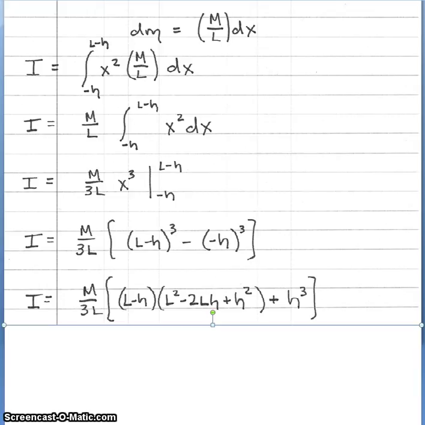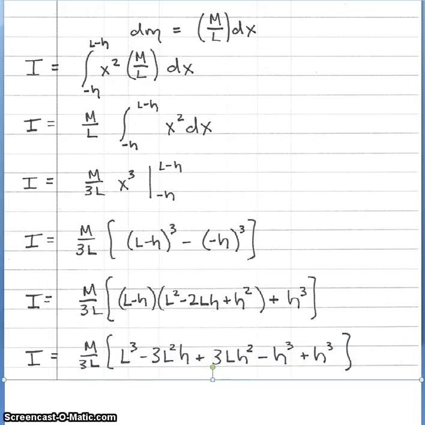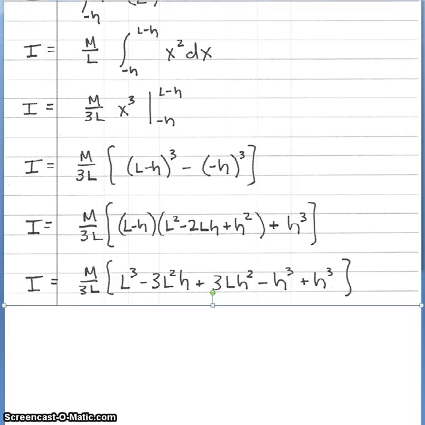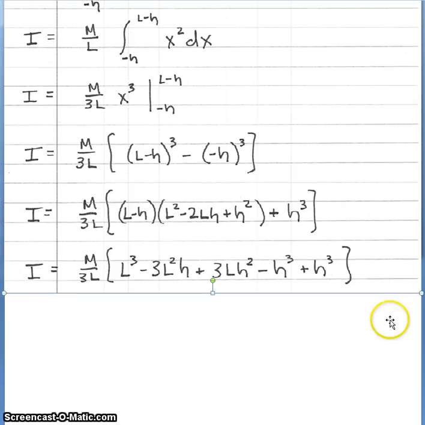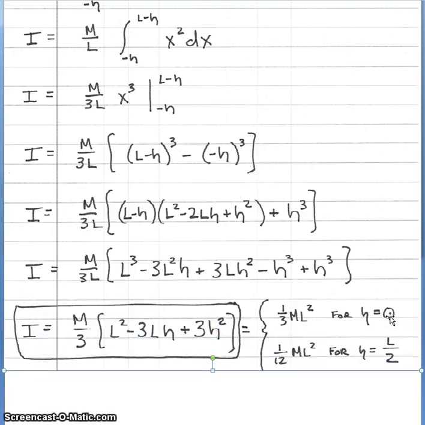Okay, so we've taken care of one of the quadratic terms, but we still have to multiply out the L minus h. And we end up getting something like this. Kind of tedious, but it's pretty easy algebra. And that reduces to the final answer that's in the box here.